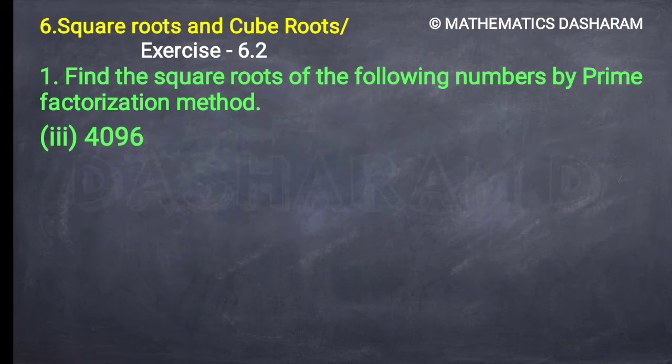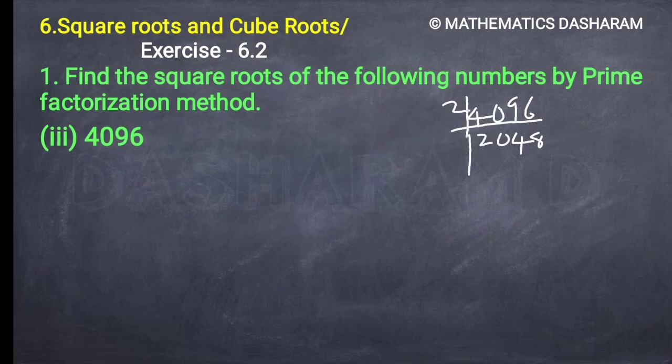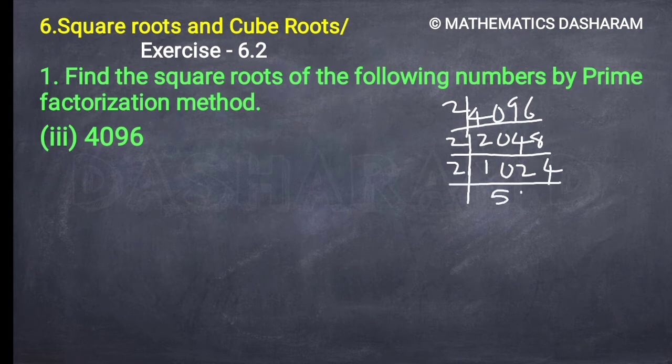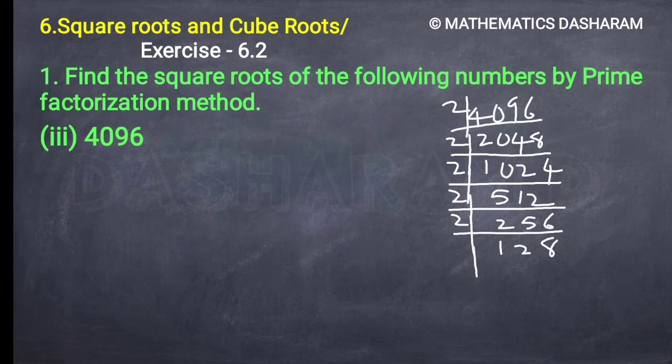Next, third question, 4096. So first it is coming in 2 table. 2 fours are 8, 2 eights are 16. Again 2 table. 2 ones are 2, 2 twos are 4. Again 2 table. 2 twos are 4, 2 fives are 10, 2 sixes are 12. 2 ones are 2, 2 twos are 4, 2 eights are 16. 2 sixes are 12, 2 fours are 8.